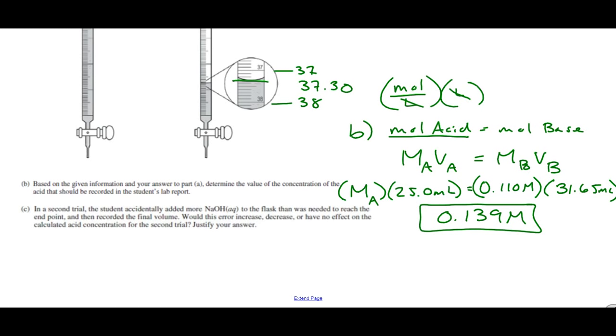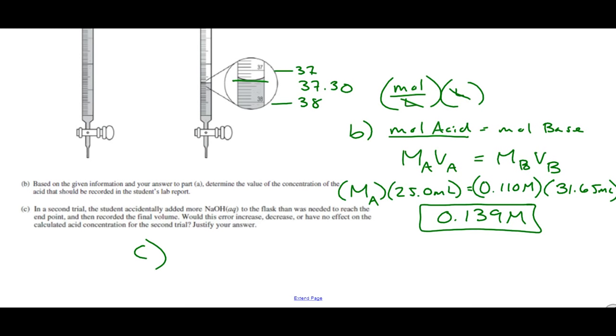All right. Final problem on this one. It says, in a second trial, the student accidentally added more NaOH to the flask than was needed to reach the endpoint, and then recorded the final volume. Will this error increase, decrease, or have no effect on the calculated acid concentration for this second trial? Justify your answer. Okay, so this is an error problem.